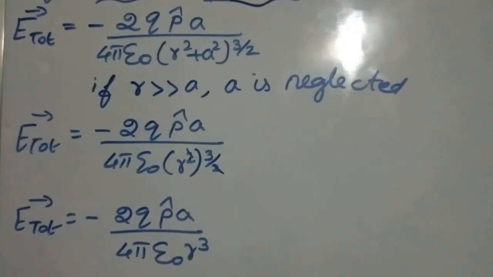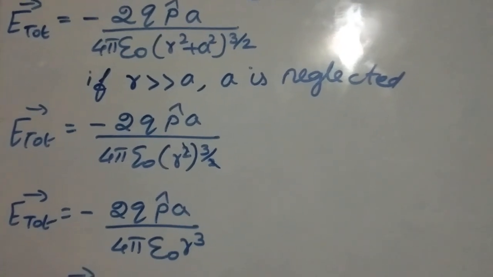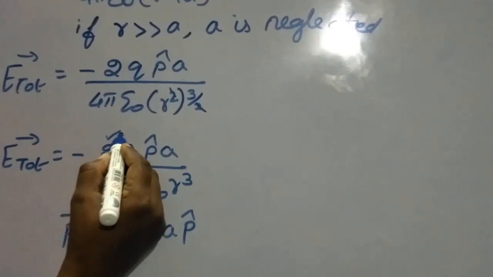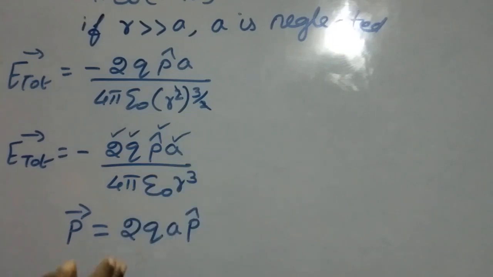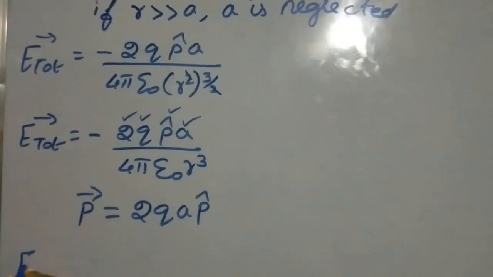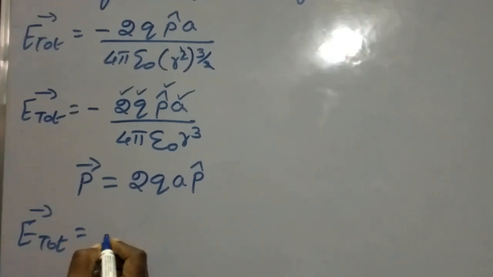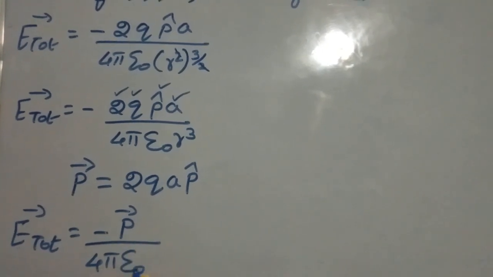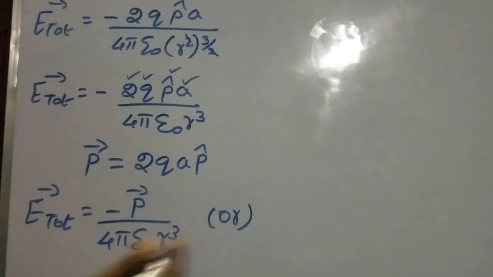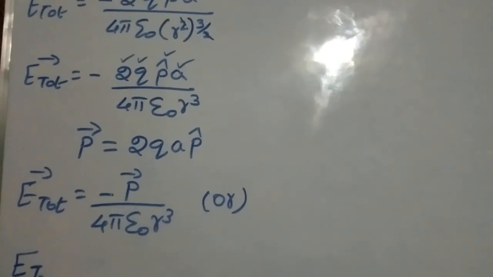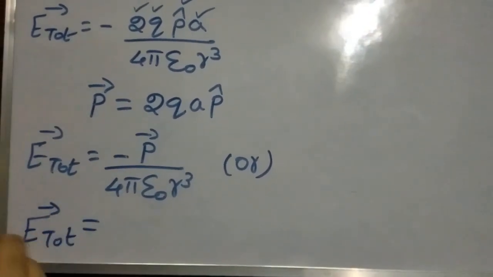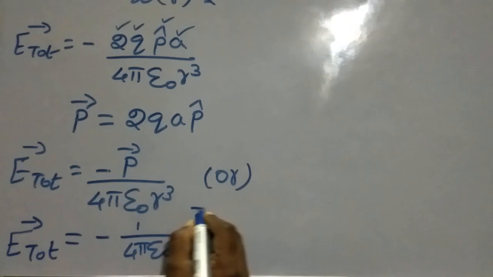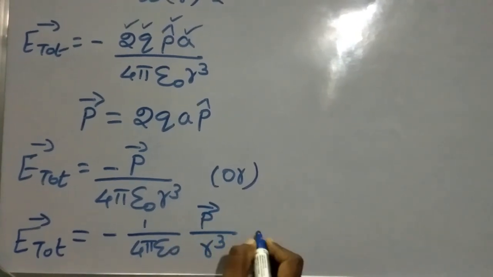Now the dipole moment p vector, the formula is 2q a p cap. So instead of 2q a p cap we are going to substitute p vector. So E total vector equal to minus p vector divided by 4 pi epsilon 0 r cube. Otherwise this equation we can write as E total vector equal to minus 1 by 4 pi epsilon 0 p vector by r cube. Thank you.